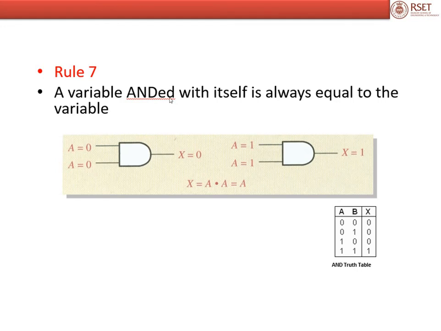Rule number 7, the variable ANDed with itself is always equal to the variable. So taking the AND gate, same values. So if both the inputs are 0, output is 0. If both the inputs are 1, output is 1. So whatever the value is given to the variable, that value itself will be getting here. So A into A is equal to A.